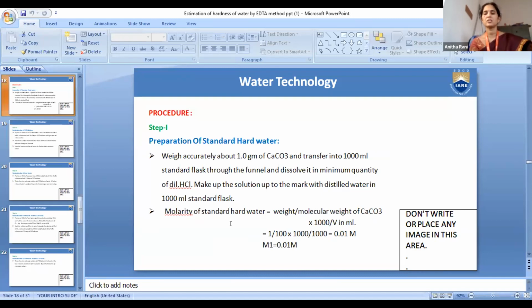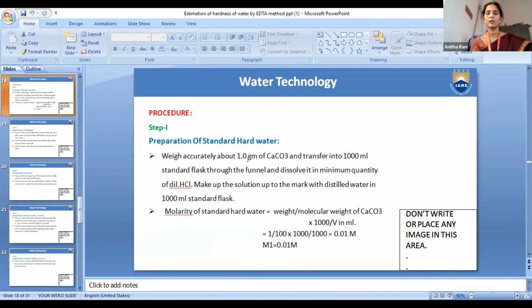Then we will find out, in step 1, the molarity of standard hard water. So what is the molarity formula? Molarity equals weight by gram molecular weight into 1000 by volume in ml.